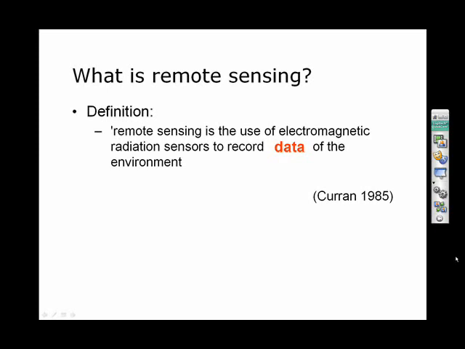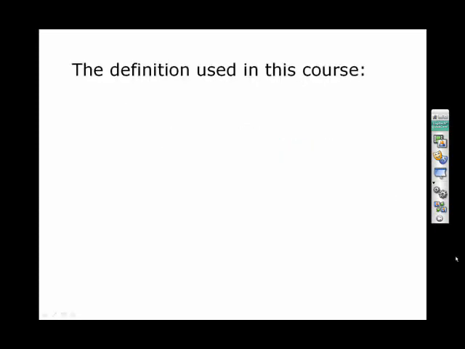And the other thing, although we will look very much at the use of electromagnetic radiation, that's certainly the most common. Electromagnetic radiation is not the only way in which we can do remote sensing or Earth observation, because some of you might look in a bit more detail at things like gravity or magnetism. So you can cut this definition down to remote sensing is the use of sensors to record data of the environment, which is a bit of a sparse definition. It's a bit thinned down.